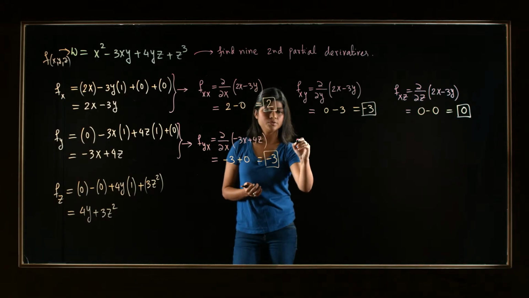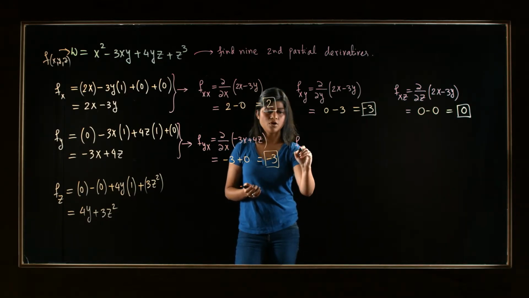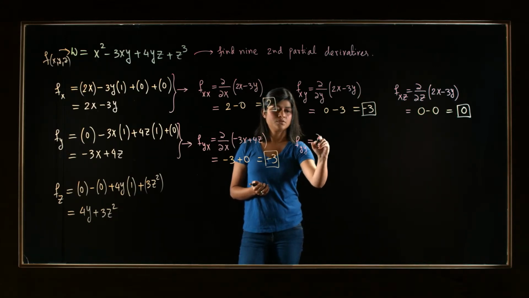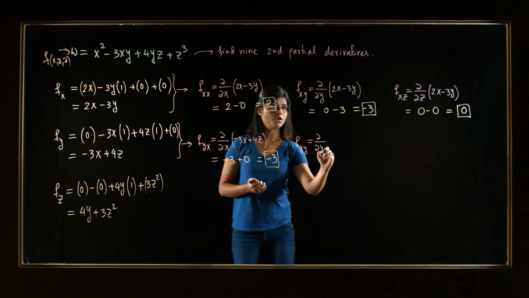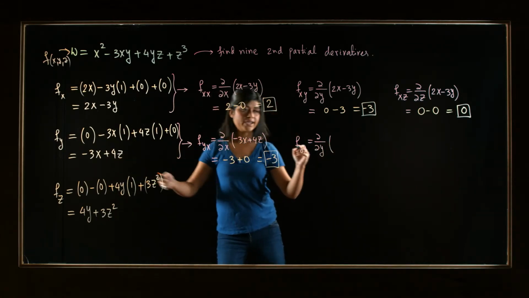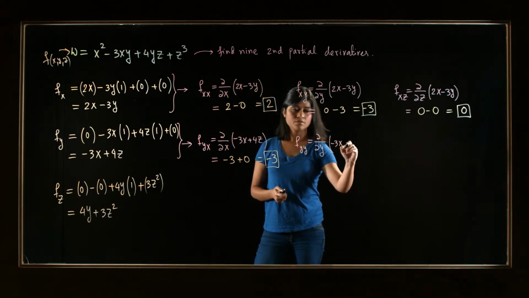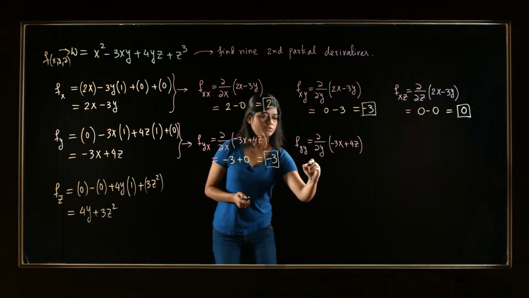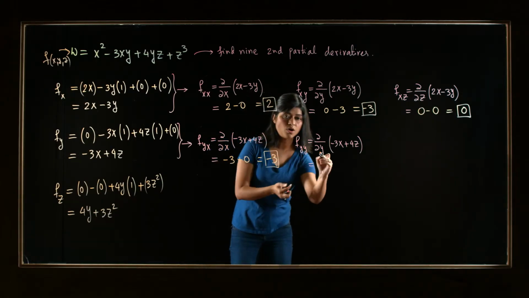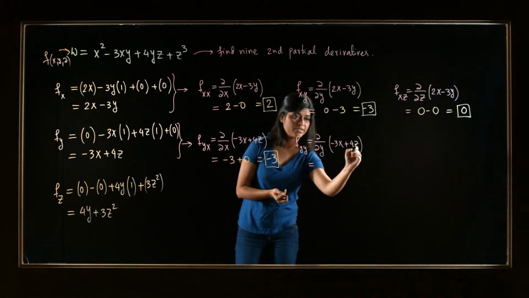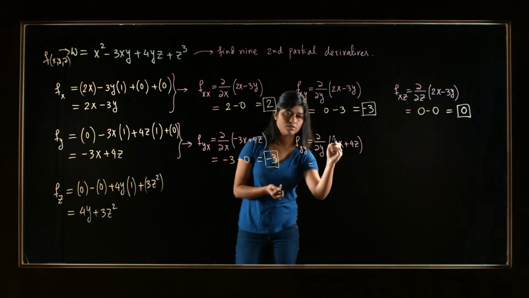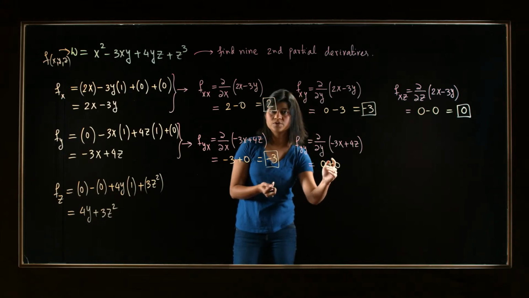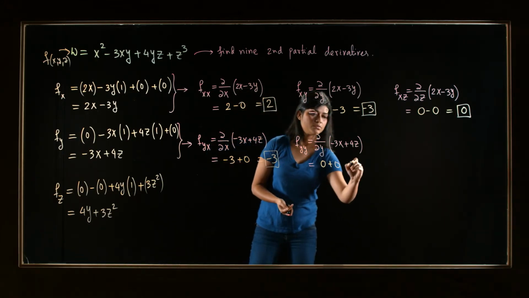Next we will compute the derivative of fy with respect to y, so fyy. So that is the partial with respect to y of this expression, negative 3x plus 4z. Now, with respect to y, we're taking the derivative, and look at this entire expression. There is no y. One of them is negative 3x, one of them is 4z. So you have a 0 plus 0 because the derivative of a constant is 0. So the answer is 0.